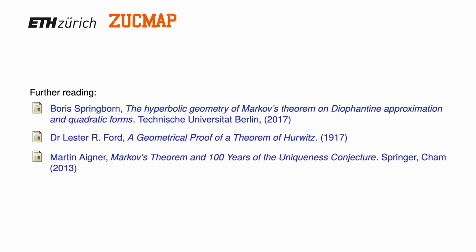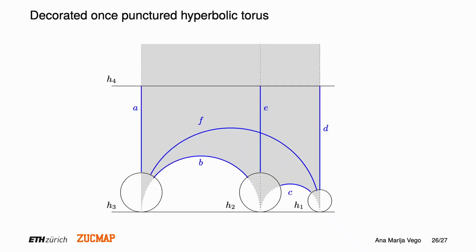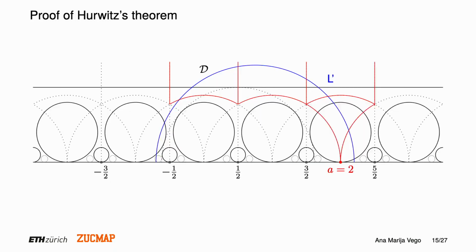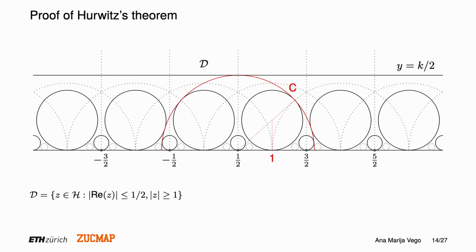Yes? I was wondering, is there an intuitive or geometric explanation for the role that the golden ratio plays in this approximation? Yes. Wait, let me get to the picture. How do we get the golden ratio?